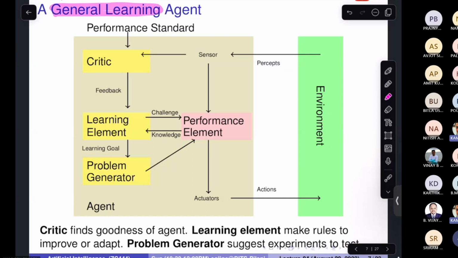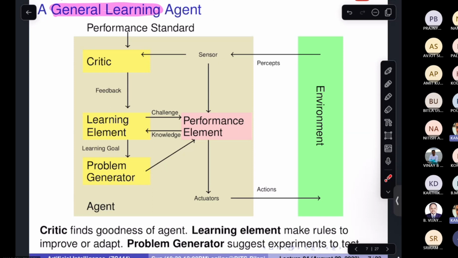This is a kind of block diagram, and please focus. This is a very interesting diagram, and I need your full attention to understand. It's very simple, but I invite questions from your side whenever you have things to ask, please ask so that it becomes more clear to you.